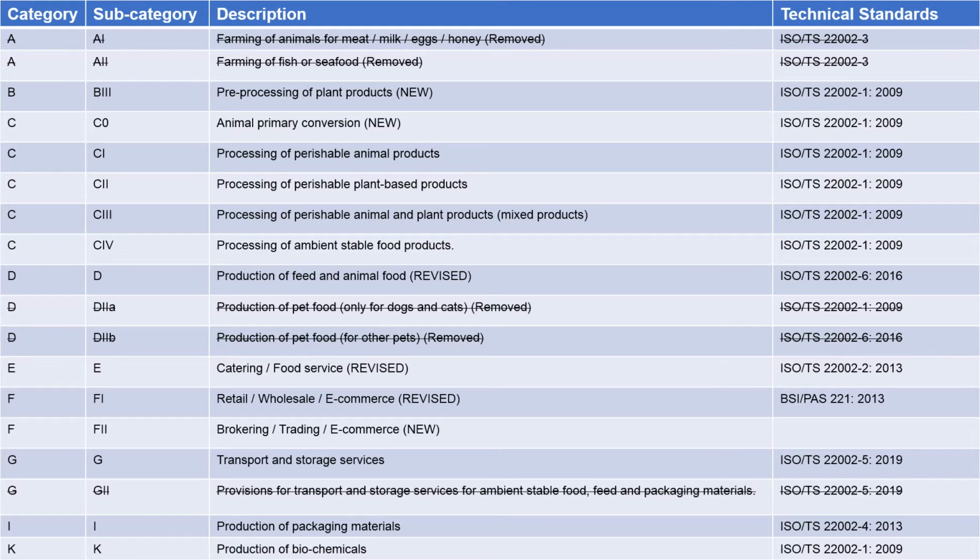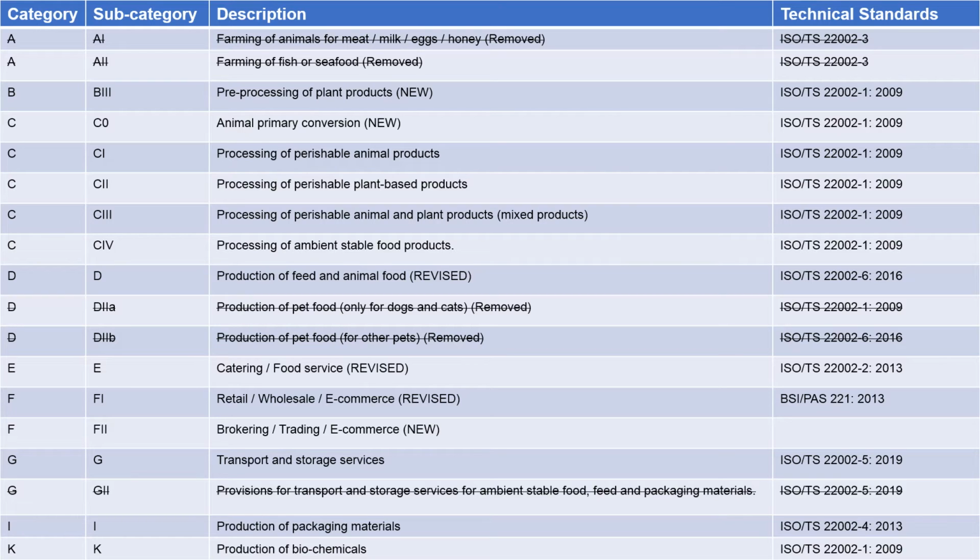Let's look at Category D. Category D, a lot of changes there. So we no longer have a pet food category, since it has been aligned with Category C for food manufacturing meant for human consumption. We only have got one category and subcategory, which is D, that is the processing of feed and animal food. It's very important to look at the differences between category D and C.